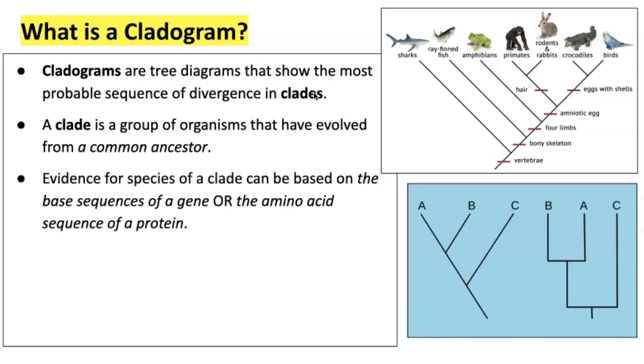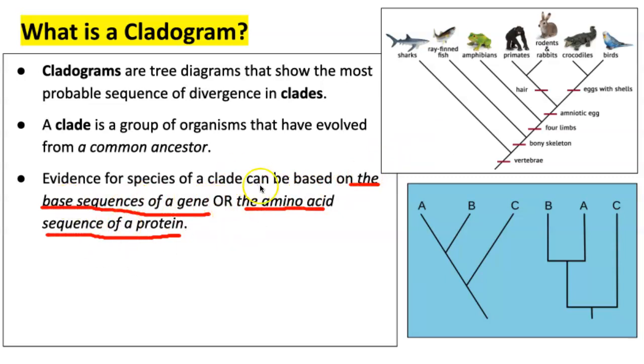Evidence for species of a clade can be based on two different things. Well, a couple more than two different things. But this is an important distinction to understand here. So evidence for species of a clade can be based on the base sequences of a gene or the amino acid sequence of a protein. And if you are really connecting the things that we've learned in this class, like all the way back to Unit 2, you know that these two actually are really closely related, but are not always exactly the same.